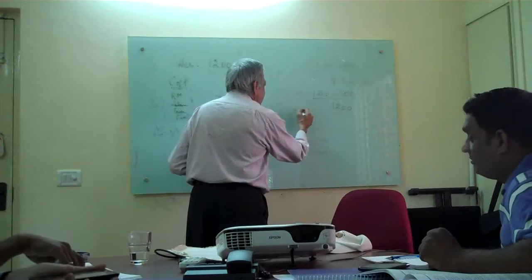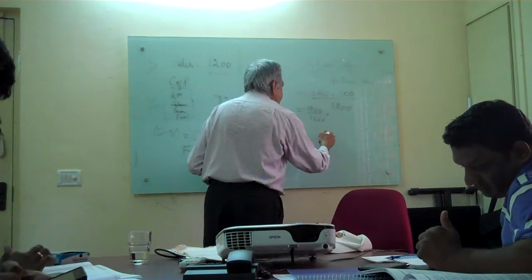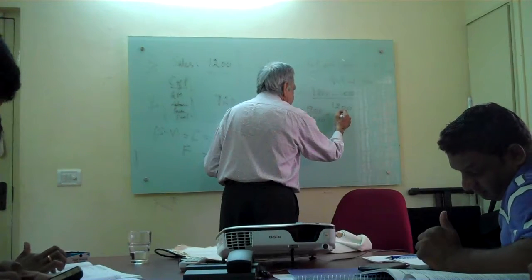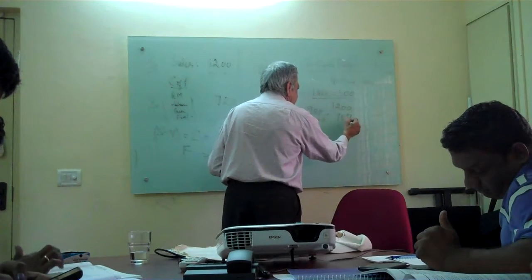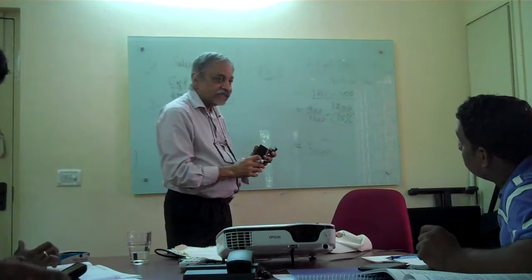1200 minus 300 divided by 1200. This is 900 divided by 1200, and that is 75%. My MOS, which is the abbreviation for margin of safety, is 75%.